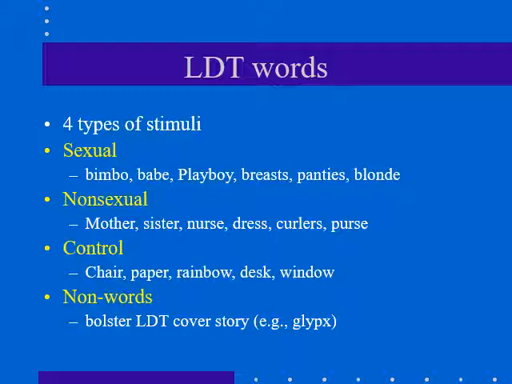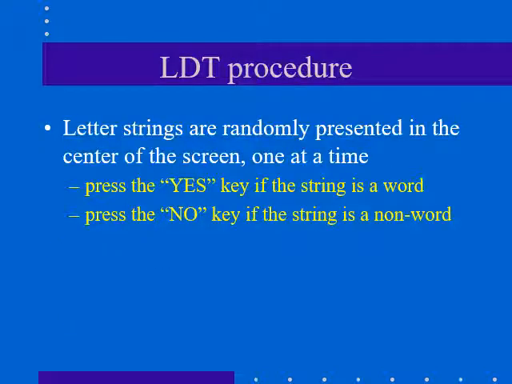And non-words, which you always have to have to bolster the cover story of the word decision task, were unpronounceable non-words. So what you do is you present these letter strings randomly in the center of a computer screen, and you tell people to press yes if the string is a word and to press no if the string is a non-word, and you tell them to go as quickly as they can.